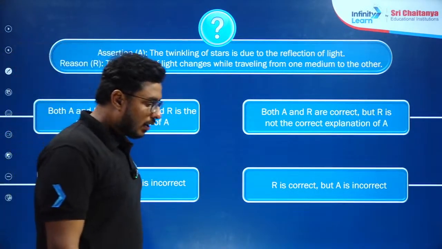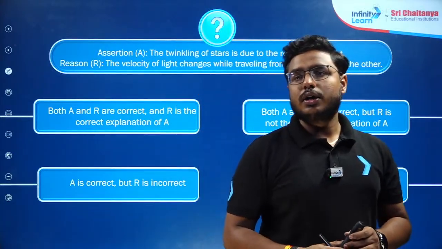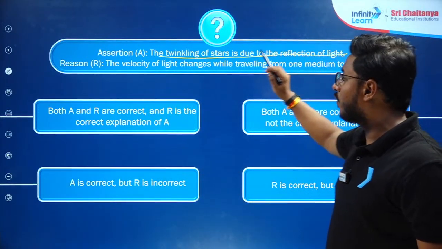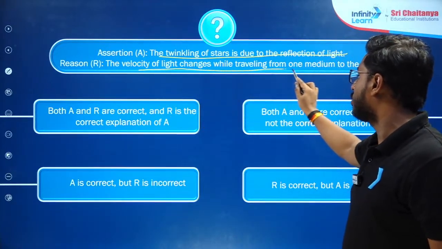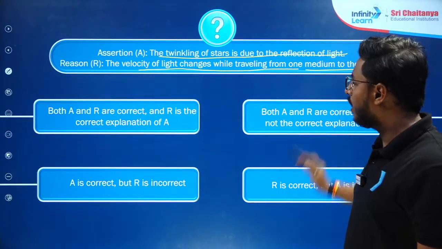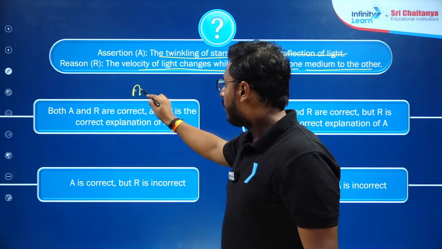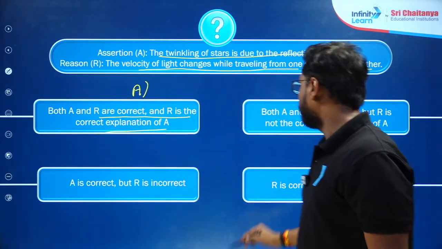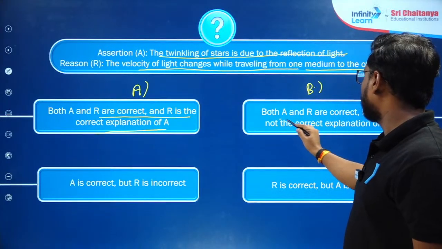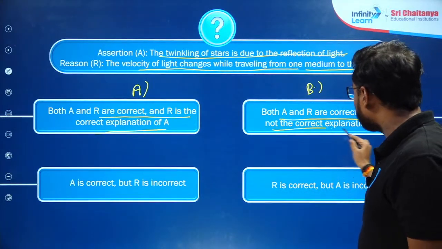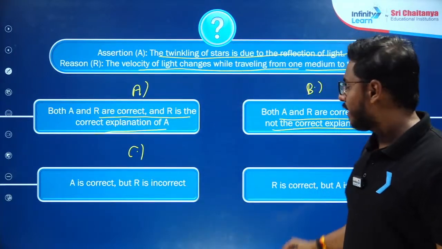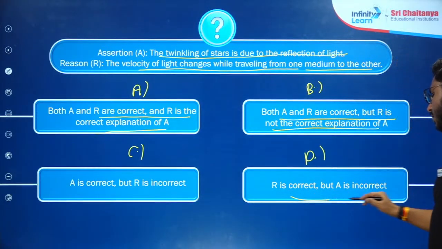Next question, the assertion reason question. Assertion is saying that the twinkling of a star is due to the reflection of light, and the reason is saying the velocity of light changes while traveling from one medium to the other. Option A, both assertion and reason are correct and reason is the correct explanation of assertion. Option B, both assertion and reason are correct but reason is not the correct explanation of assertion. Option C, assertion is correct but reason is incorrect. And option D, reason is correct but assertion is incorrect.